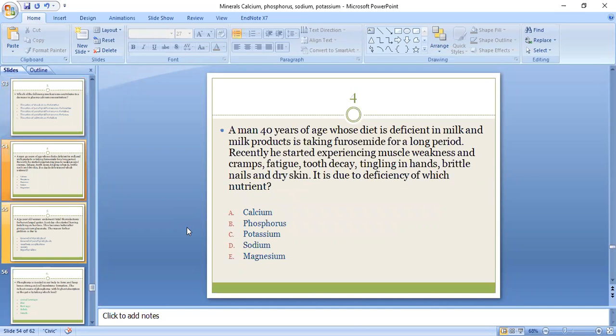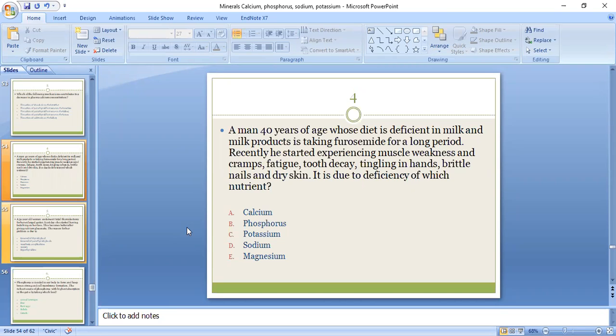Fourth MCQ: a man 40 years of age whose diet is deficient in milk and milk products is taking furosemide for a long period. Recently, he started experiencing muscle weakness and cramps, fatigue, tooth decay, tingling in hands, brittle nails, and dry skin. It is due to deficiency of which nutrient: calcium, phosphorus, potassium, sodium, or magnesium?